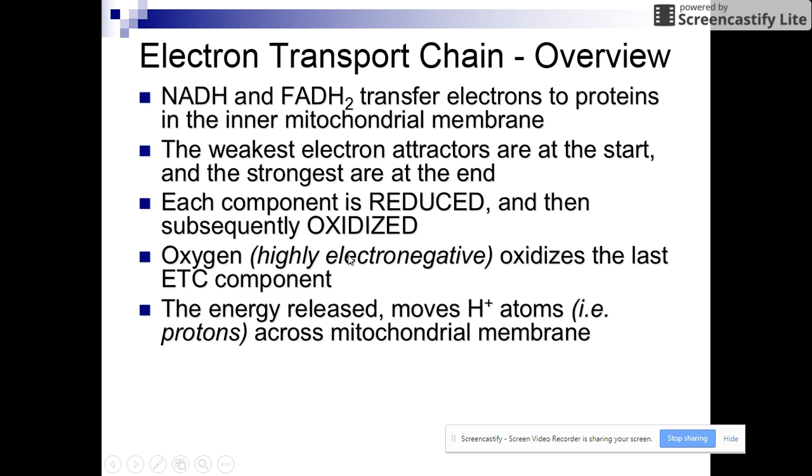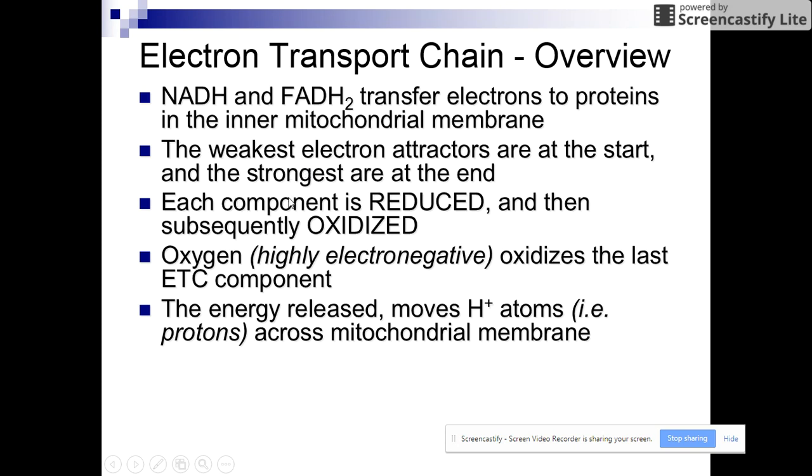So I'll use the text here as an overview, and then we'll start to look at quite a few diagrams to go over it. So the NADH and the FADH2, they're going to drop off their electrons to the proteins in the inner mitochondrial membrane. So they're going to get reduced. They're going to go back to being NAD plus and FAD. The weakest electron attractor is at the start, the strongest at the end. We saw that in the previous slide.